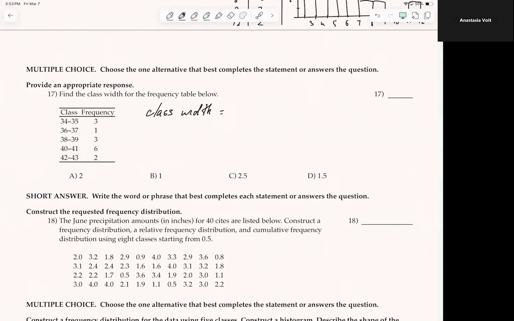So in this case, we don't exactly know what the biggest value is, but we know that we have here 43 and 34. So let's try that. 43 minus 34 divided by how many classes do we have here? We have 1, 2, 3, 4, 5, right? So we have 5 classes right here. So what would be in this case the answer?